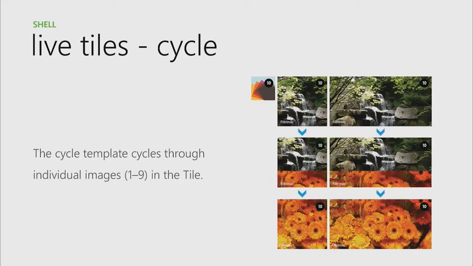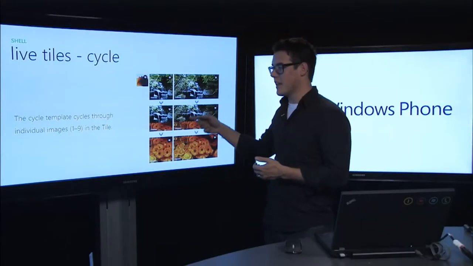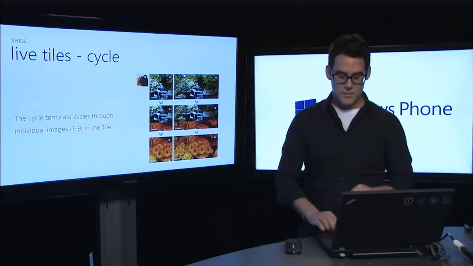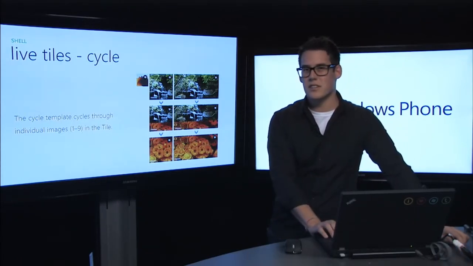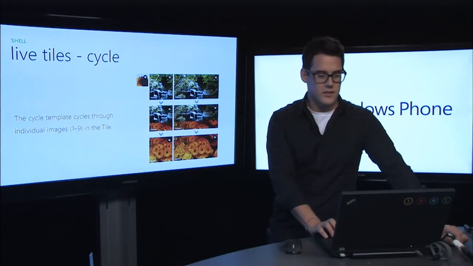The next thing is Cycle. The Cycle template cycles through individual images, basically from a gallery that you've created, and it's 1 through 9 on the tile. So if you have multiple images and you want to kind of feed through them in a beautiful visual way, we've canned that for you. We've made it super available. You don't have to do a lot of work, and they even control the animations that go in between them. It's a beautiful and simple way to make your application feel like a native application that was part of the Windows Phone 8 ecosystem from the get-go.